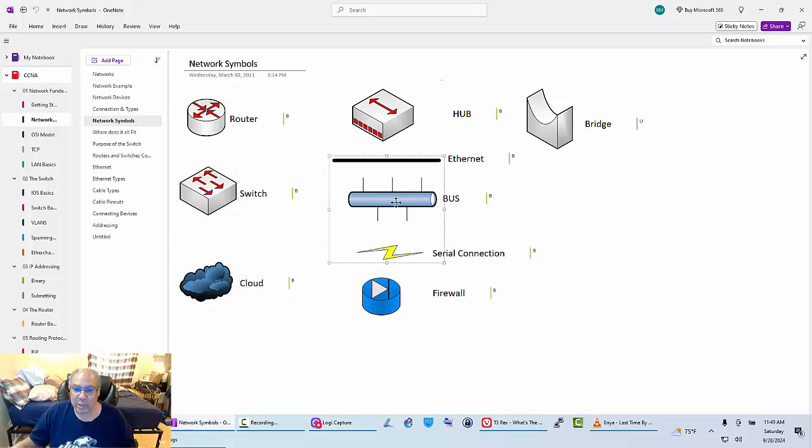Okay. Bus. Remember we talked about the coax cable? Yeah, that's pretty much what the bus is. Okay. You got serial connections, which I doubt you're going to see anymore. And you got Ethernet connections, which you're going to see a lot of. And fiber connections are usually just straight lines.